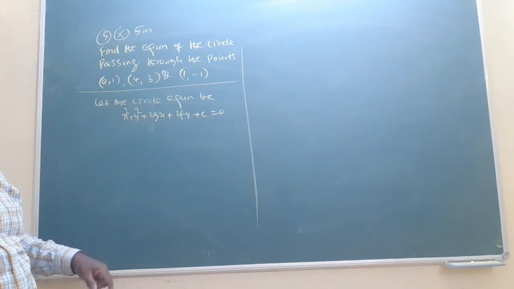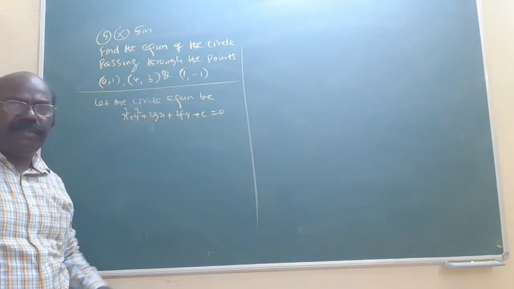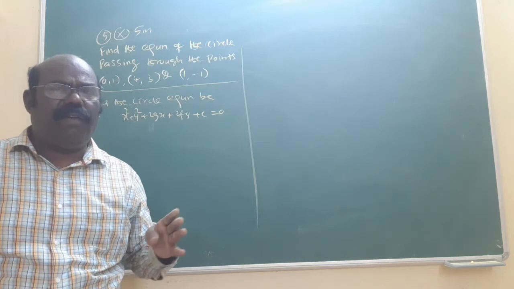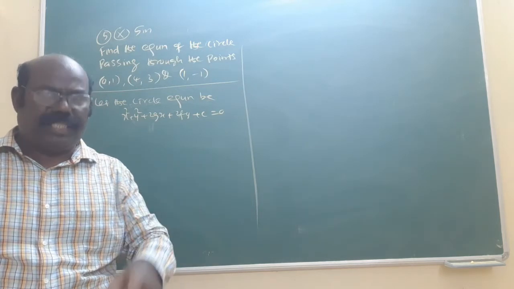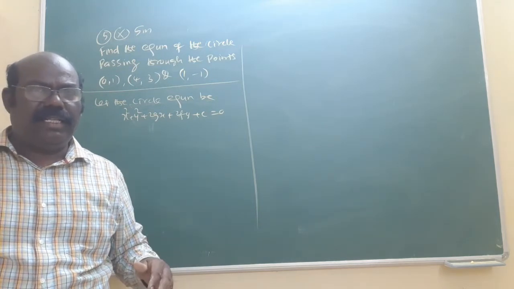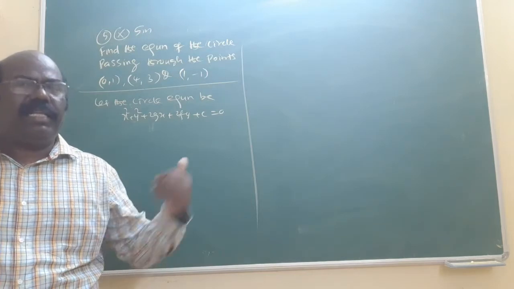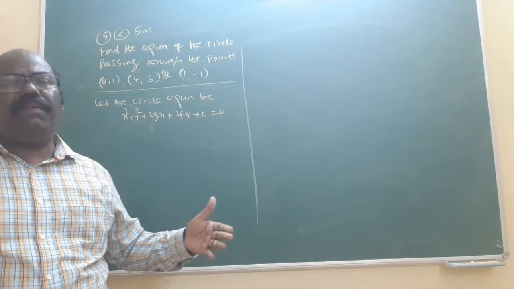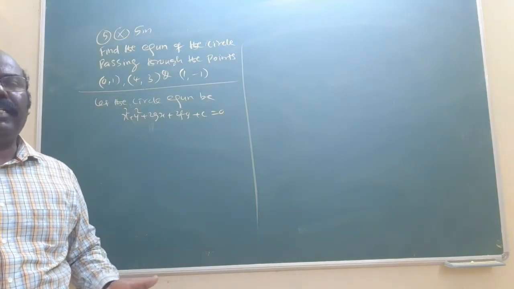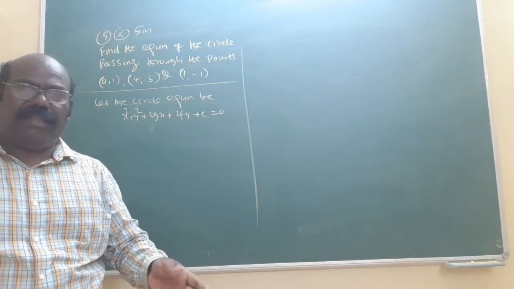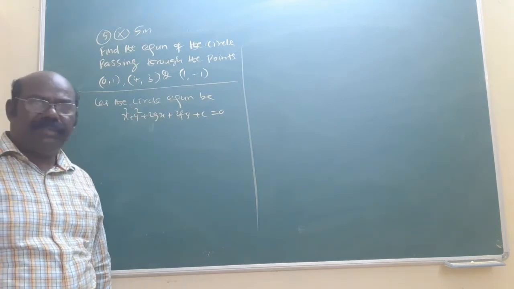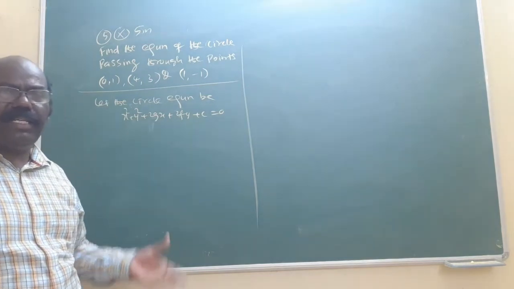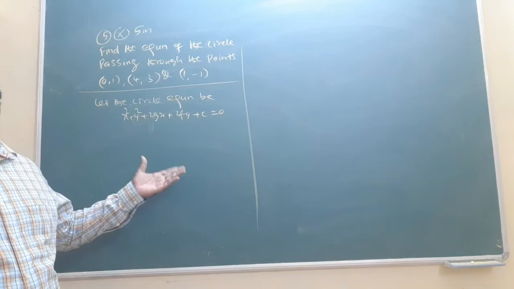Second point, second equation. Third point, third equation. We get 3 equations involving g, f, c. Solving, we get the values of f, g, c. Substitute them to form the equation. Form the three equations, then solve them, and we get the answer.